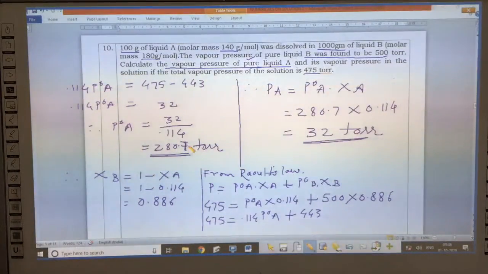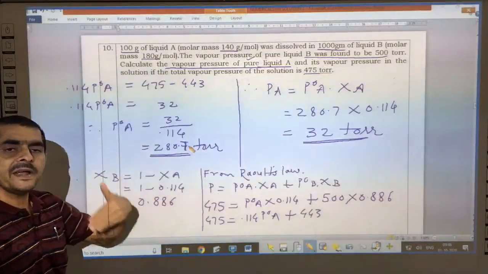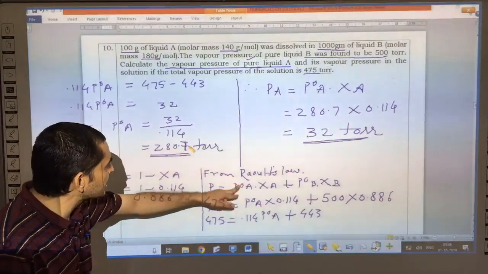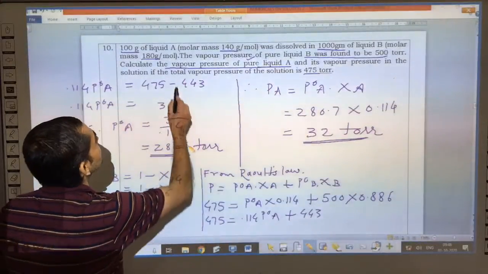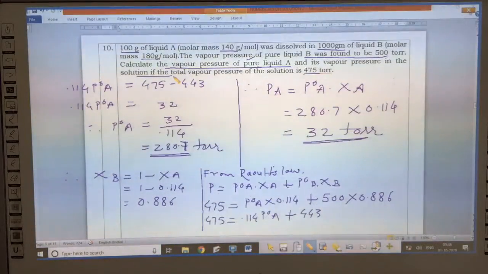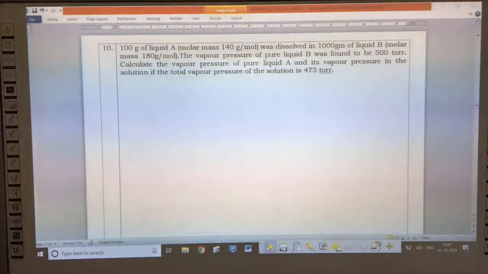So this is how this question was solved. First we calculated the mole fraction of both components. Then we applied that mole fraction in Raoult's law. From Raoult's law we calculated the pure vapor pressure of A, and from this pure vapor pressure we calculated the vapor pressure in solution. Understood? So the question had 3 parts. Clear? Now let us move on to the next question. Question number 11.